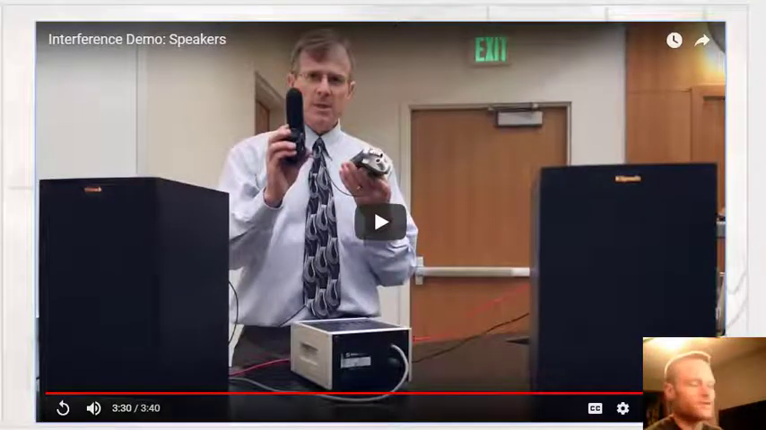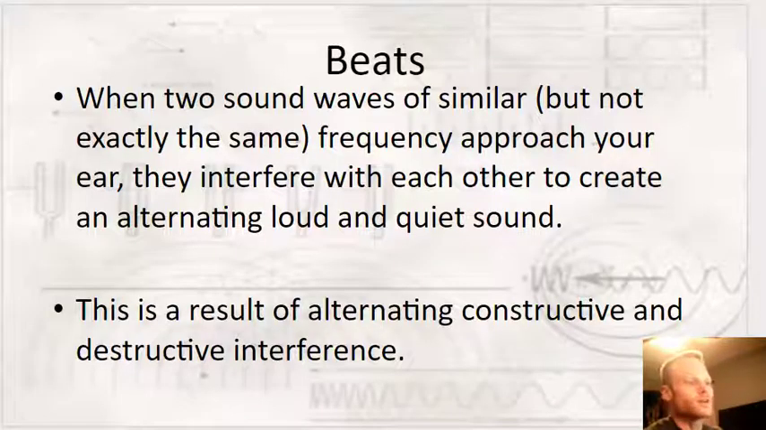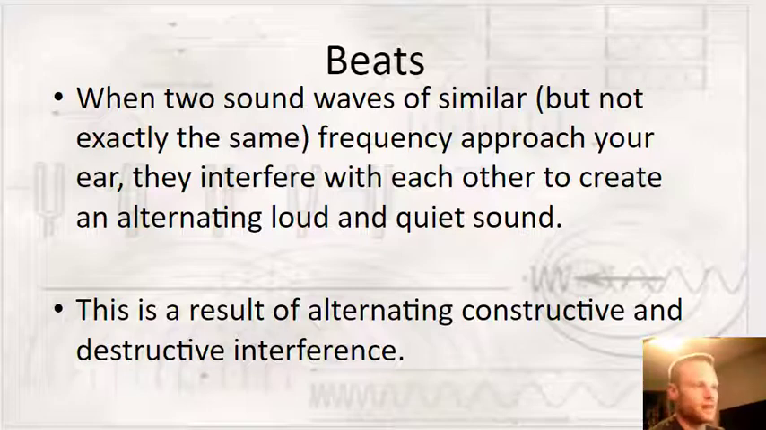Okay, so hopefully you found that kind of interesting. Up next, we're going to talk about beats. Basically, beats are when two sound waves that are close in frequency approach your ear and interfere with one another to create an alternating loud and soft sound. And this is, again, a result of constructive and destructive interference.